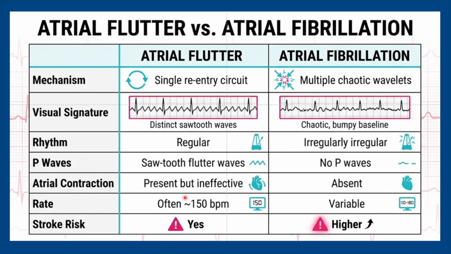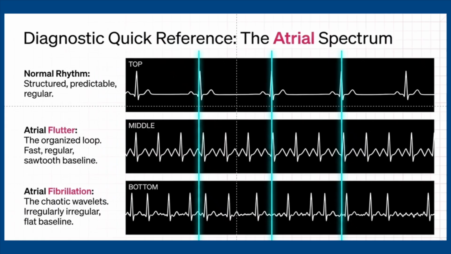The heart rate in flutter is often around 150 or 100 according to the mathematical block in the AV node. The heart rate in atrial fibrillation is variable. So this is just to remember, this is the normal rhythm, completely regular.